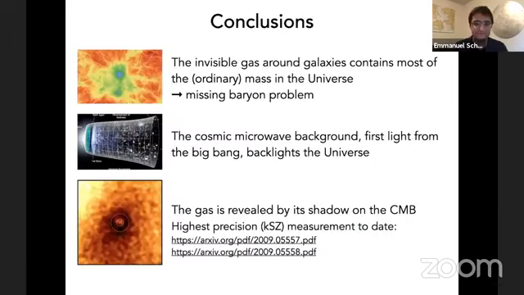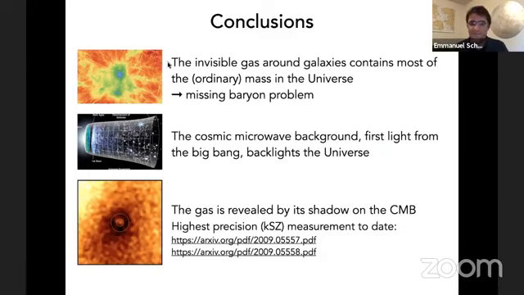So if I can just summarize what I presented to you, the things that might be worth remembering. First is that the gas around the galaxies, that gas which is typically invisible, actually contains most of the ordinary matter in the universe. And so if you see optical images of galaxies and stars, you are missing a lot of the mass. And this is what we call the missing baryon problem.